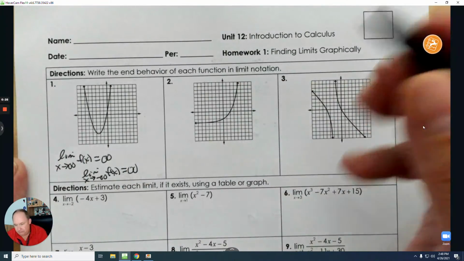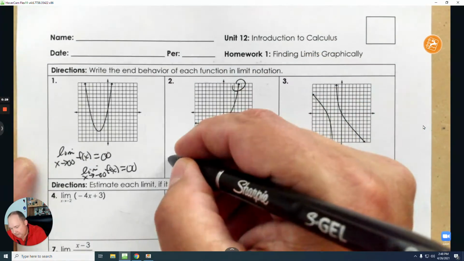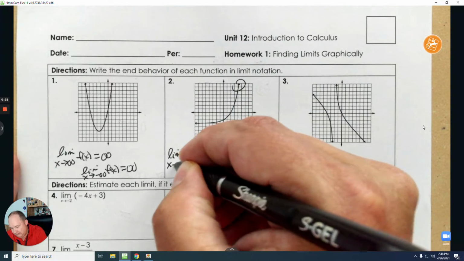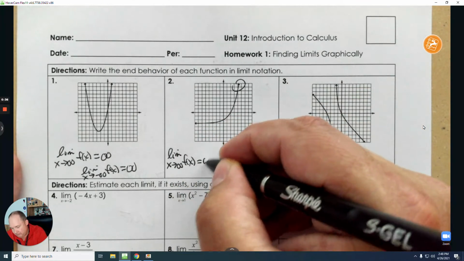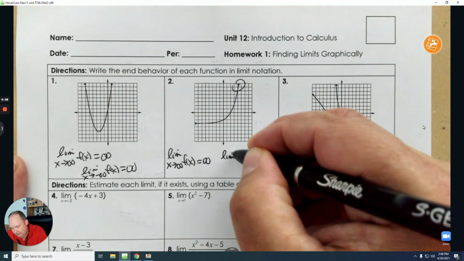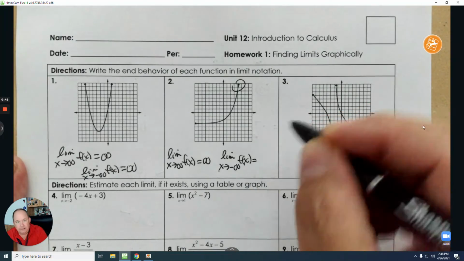See if I can create enough space here. I'm going to do it like this. So for number 2, here's the right end behavior. The limit as x approaches infinity of f of x, the right end is going up. On the other side, the limit as x approaches negative infinity of f of x.